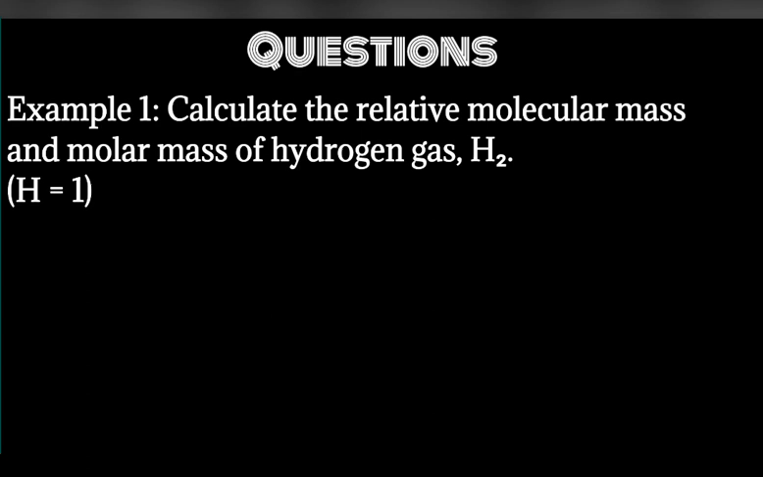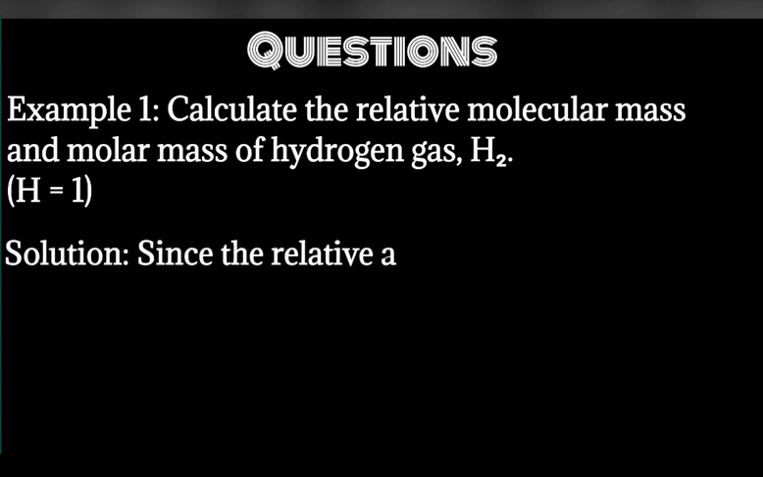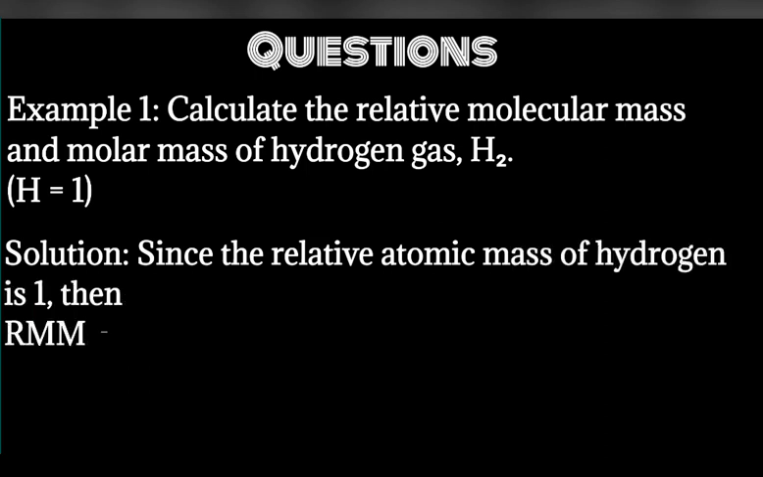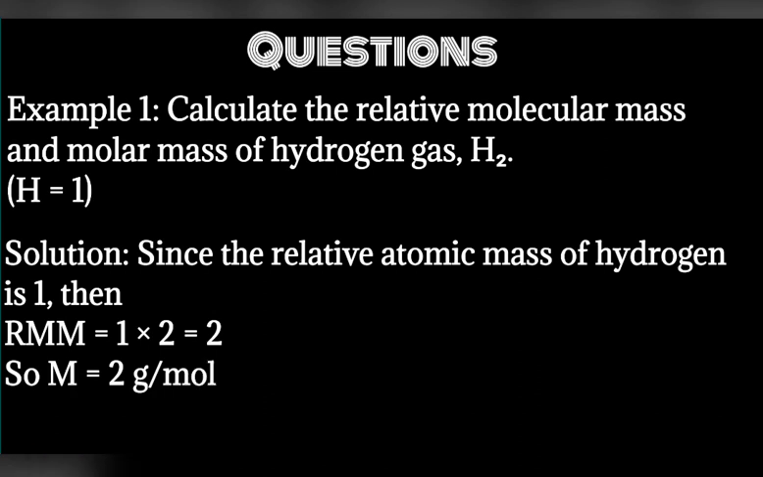Please note that hydrogen gas is different from hydrogen atom. Hydrogen gas is H2, but hydrogen atom is ordinary H. So what you are to find here is the molar mass of H2. To do this, you just have to input the atomic mass given to you. The atomic mass of hydrogen is 1. So if you input it, 1 times 2 will give you 2.